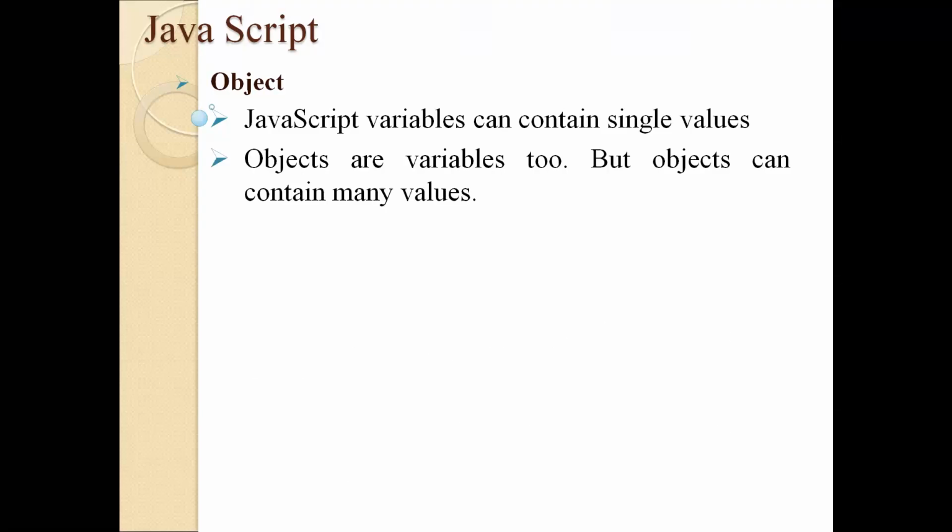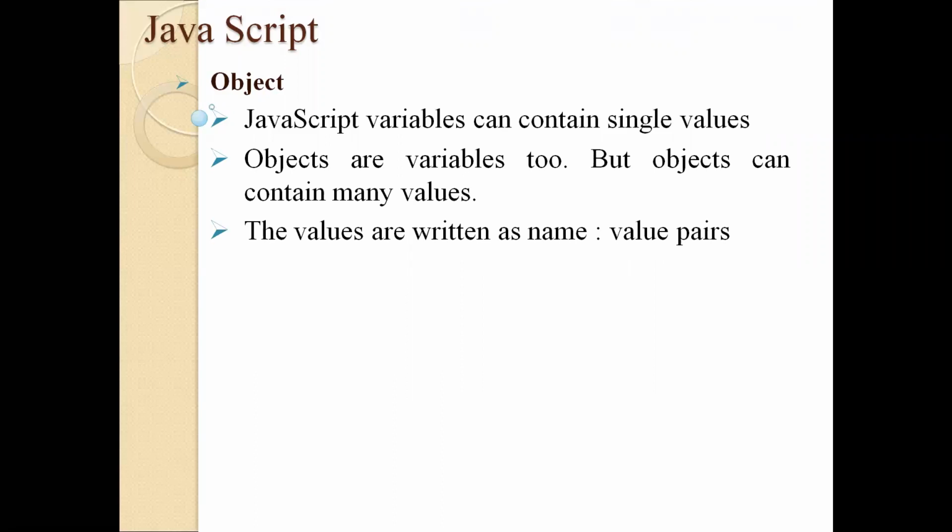In JavaScript, we sometimes call objects variables, but there is some difference. When we use a variable, as said earlier, we can have only one value at a particular time. But in objects, we can have many values, right? Objects can contain many values. So let us look at how we can have many values inside an object.